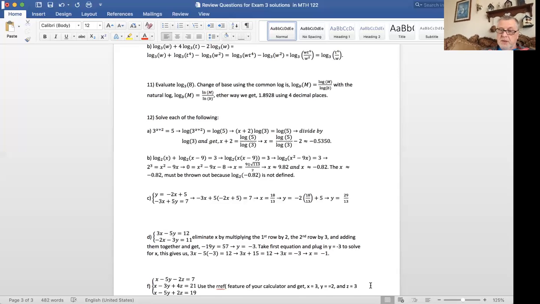For the last one, I want you to try to use your RREF feature. When you use your RREF feature, you should get x equal 3, y equal 2, and x equal 3.